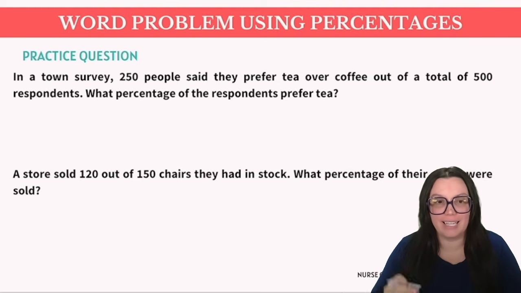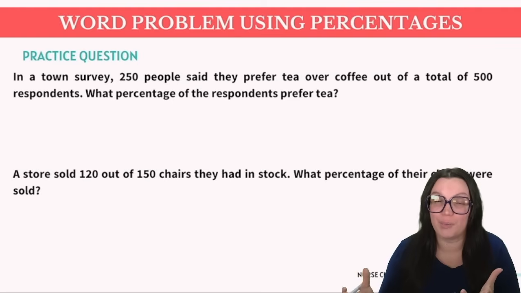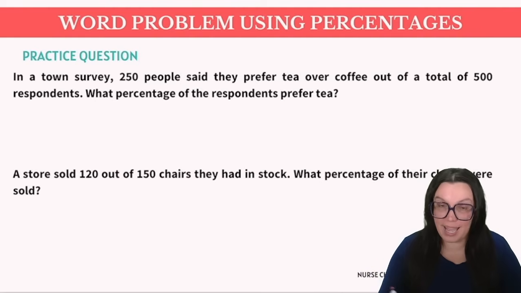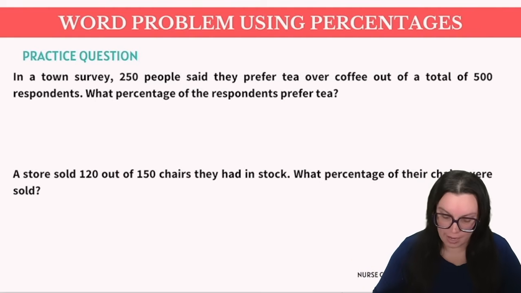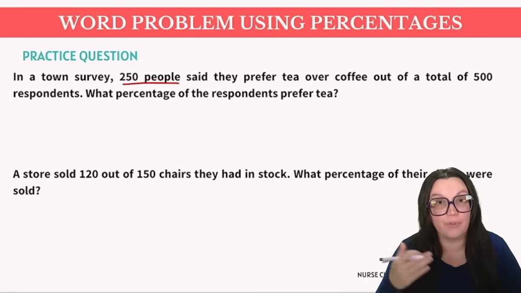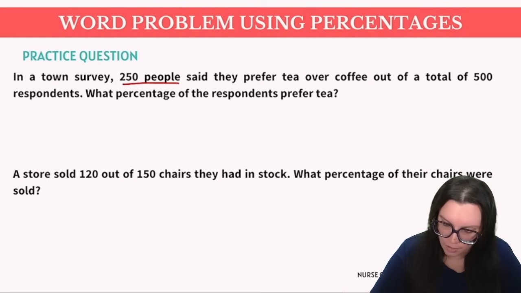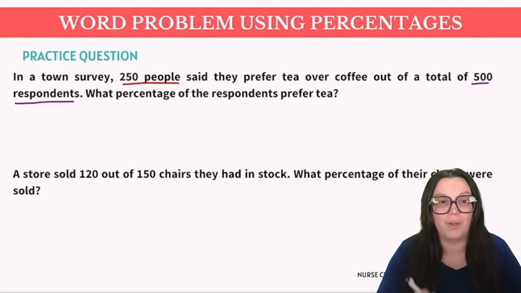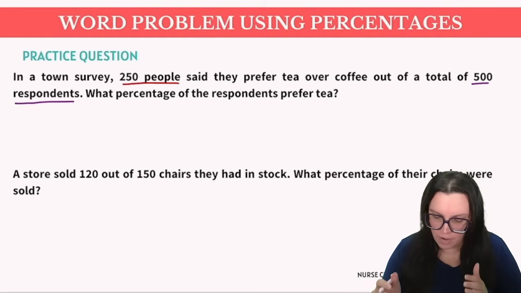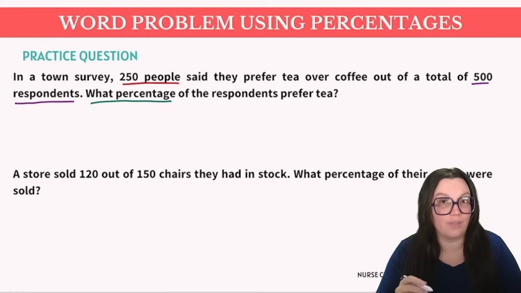Let's take a look at some longer word problems when it comes to percentages. Our first problem is, in a town survey, 250 people said they preferred tea over coffee out of the total 500 respondents. What percentage of the respondents preferred tea? Again, we're just going to work this out working left to right. We know that our is, our 250 people, those are the people that prefer tea over coffee. Our of is the total number of people that were surveyed, right? So that's 500 respondents. And then, what percentage of the respondents preferred tea? Again, what percent, that is what we are looking for. That is our x.